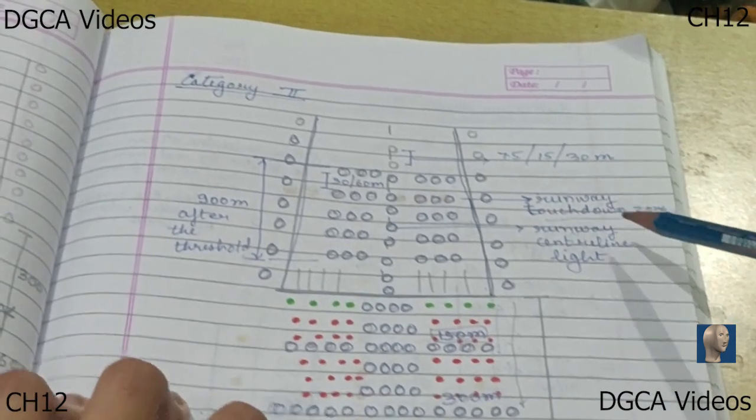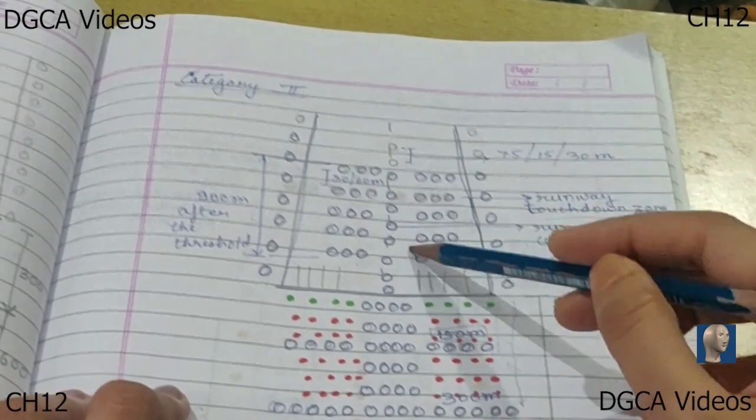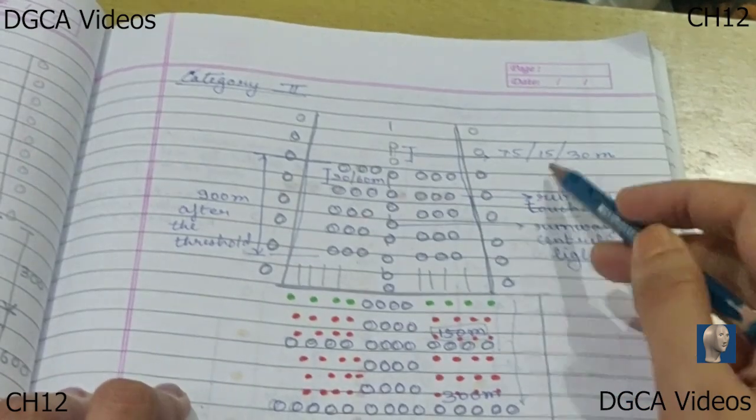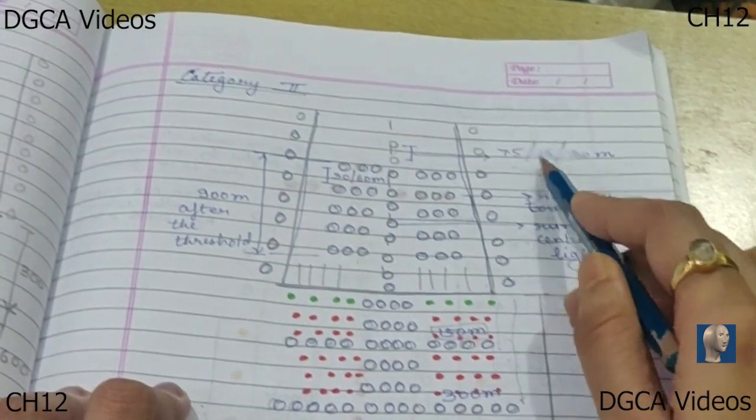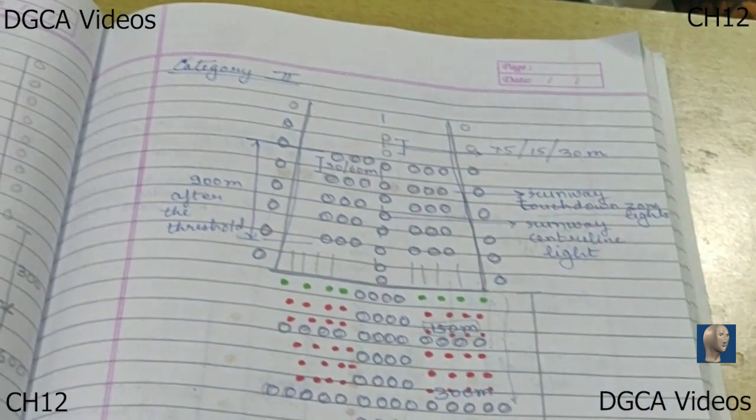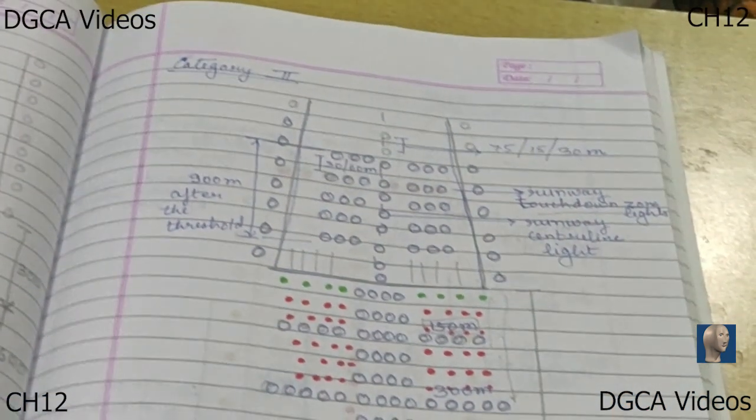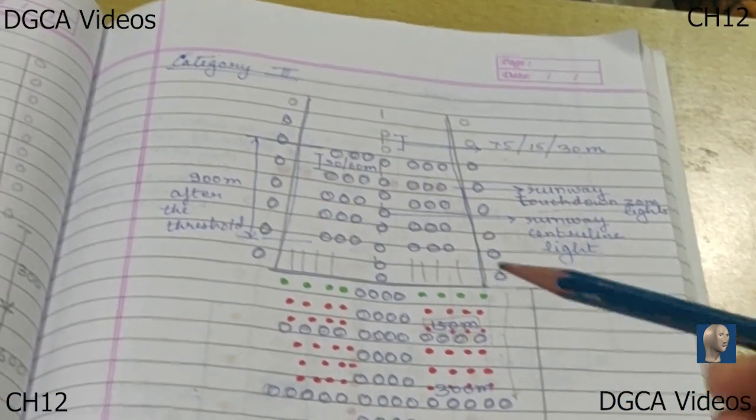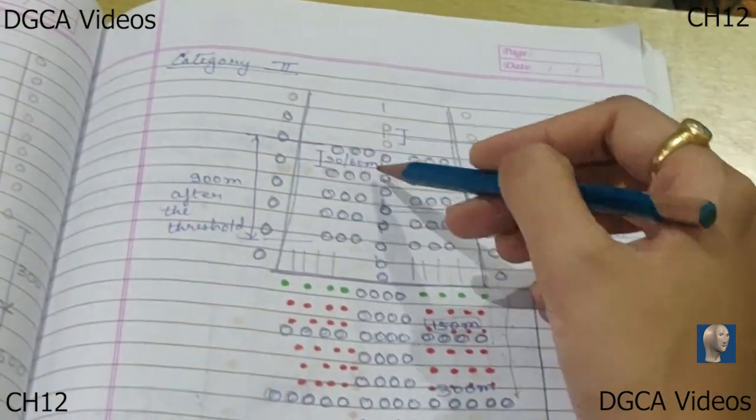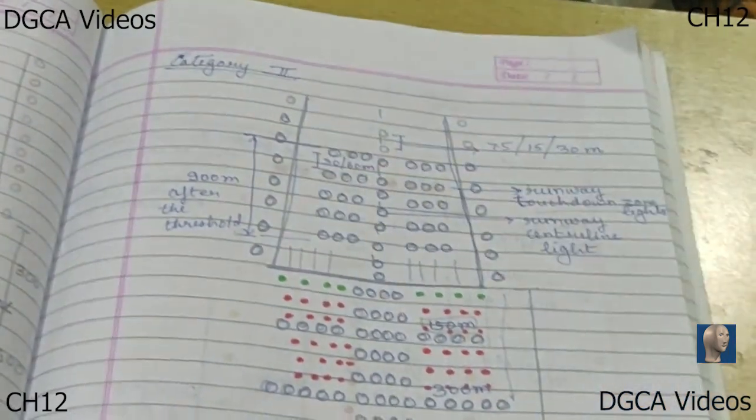Okay, so the runway center light are having the gap of either 7.5 meter or 15 meter or 30 meter. Also, the distance between the 2 berets are either 30 or 60 meter.